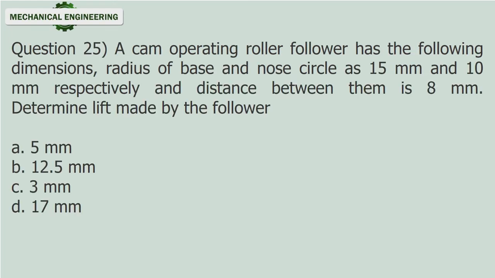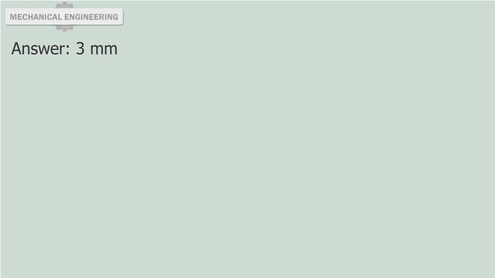Question 25. A cam operating a roller follower has the following dimensions: radius of base and nose circle as 15 mm and 10 mm respectively, and distance between them is 8 mm. Determine lift made by the follower. A. 5 mm. B. 12.5 mm. C. 3 mm. D. 17 mm. Answer: 3 mm.